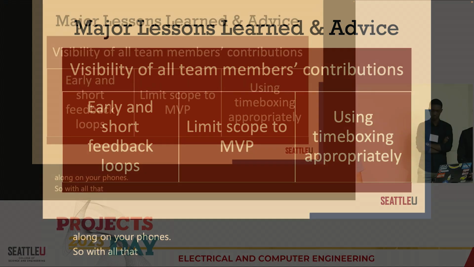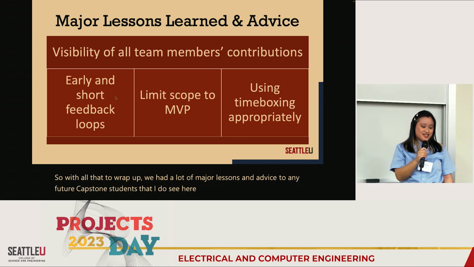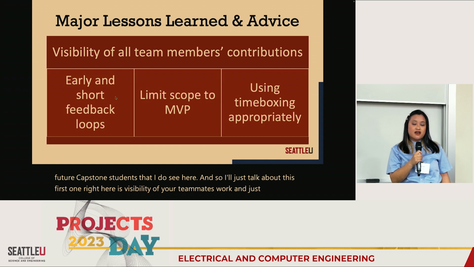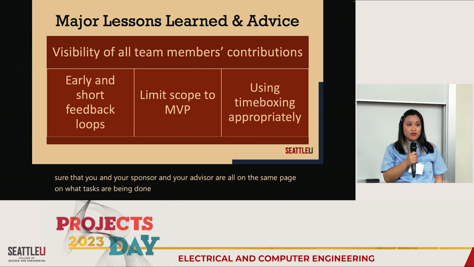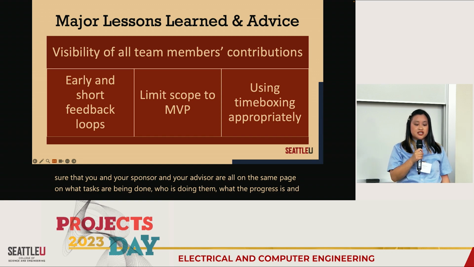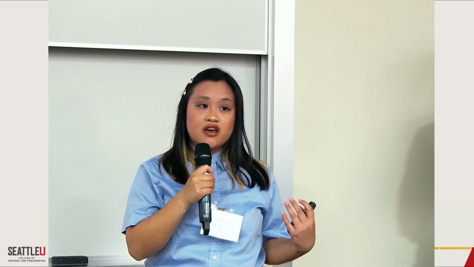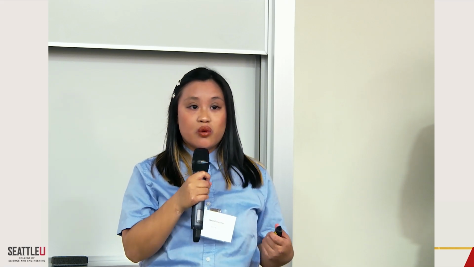So with all that, to wrap up, we had a lot of major lessons and advice to any future capstone students that I do see here. I'll just talk about this first one right here, which is visibility of your teammates' work and making sure that you and your sponsor and your advisor are all on the same page on what tasks are being done, who is doing them, what the progress is, and additionally just having that transparency. It allows you to advocate for yourself, for your teammates, and for your team to your sponsor, because there might be a disconnect between what your sponsor wants and what the team is able to produce in whatever deadline you have. Making sure that everyone is on the same page on the work that you are doing can ultimately lead to high quality work.